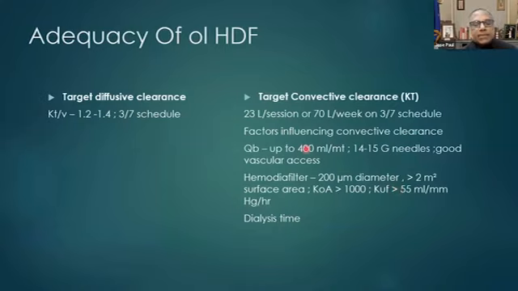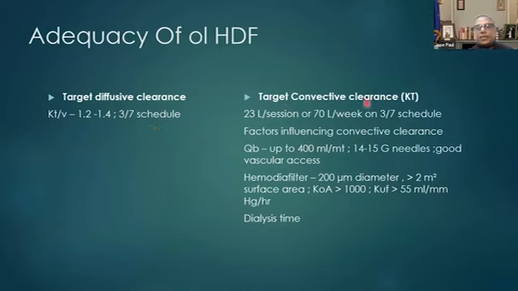Now, adequacy of dialysis can be calculated by looking at the diffusive clearance and the convective clearance. In diffusive clearance, you calculate the KT over V. For most practical purposes, you look at the diffusive clearance and the convective clearance. The diffusive clearance is calculated by the KT over V formula. The KT over V should be around 1.2 to 1.4 in each dialysis session, in a thrice weekly dialysis schedule.